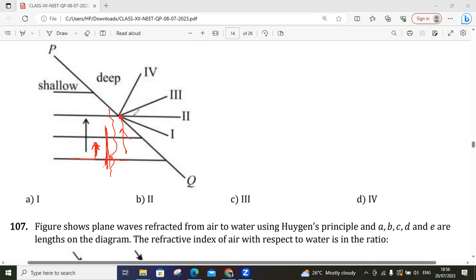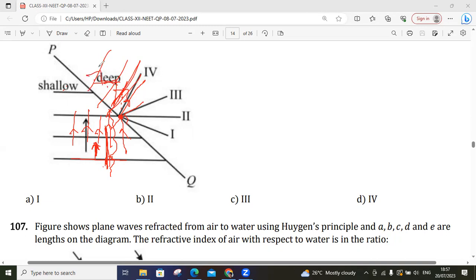And at this point of interface, point of incidence, this will be the normal. So it is shallow and deep. This is rarer, and deep means denser. They have given in the question, deep is denser. So rarer to denser, towards the normal. So it will come towards the normal. It will bend like this. So the wave will bend like this, right? All the waves, so many waves are there here, and wavefronts. So all the waves will bend like this actually. So if they bend like this, the waves will be going like this now.